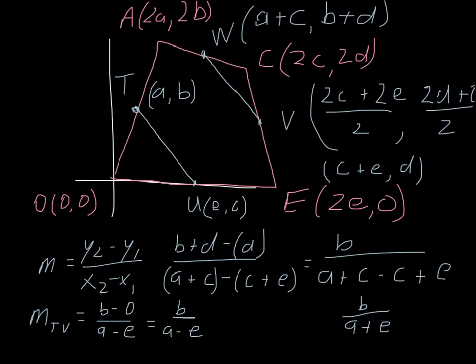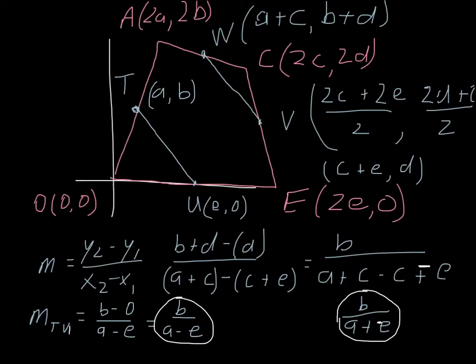Since both of these slopes are the same, the slope of TU and the slope of WV, we should, whoops, I forgot to change this to a negative. That should be a negative. Since the slopes are the same, when I distributed my negative, I should have changed the C and the E. Distribute the negative and the C and the E become negative. Anyway, now that the slopes are the same, you can see that those two lines are also parallel.